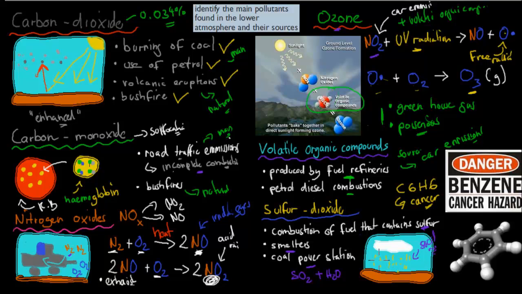Sulfur dioxide being the last one. This is a cause of acid rain when sulfur dioxide reacts with water to form sulfuric acid. And the sources are the combustion of fuel that contains sulfur, smelters that smelt ore that contains sulfur, or coal power stations that burn coal that contains sulfur. All of these are sources of sulfur dioxide.